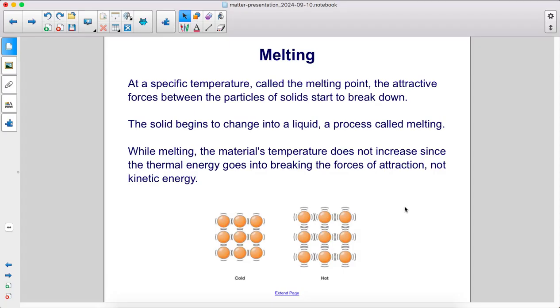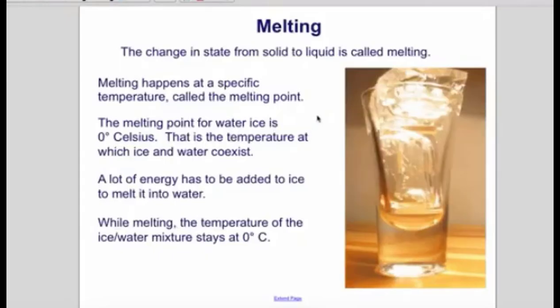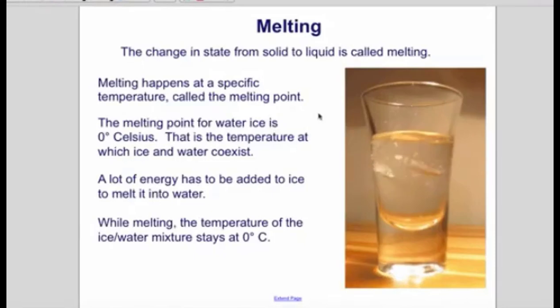Discuss. At a specific temperature, called the melting point, the attractive forces between the particles of solids start to break down. The solid begins to change into a liquid, a process called melting. While melting, the material's temperature does not increase, since the thermal energy goes into breaking the forces of attraction, not kinetic energy.